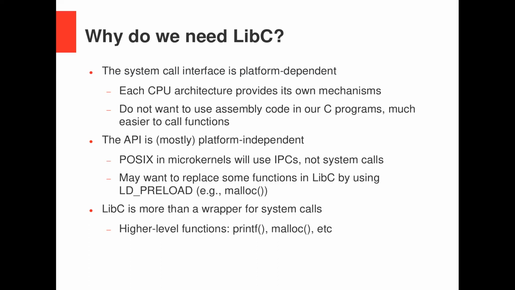And obviously we don't want to use assembly code in our C programs. We want to at least minimize that, because system calls typically can only be implemented through assembly code, not through the standard C mechanisms. So the API is also mostly platform independent. This is kind of different from the previous one, which was about the CPU architecture. You may also have different operating systems. Maybe you run Linux, maybe NetBSD, maybe FreeBSD, maybe some microkernels.